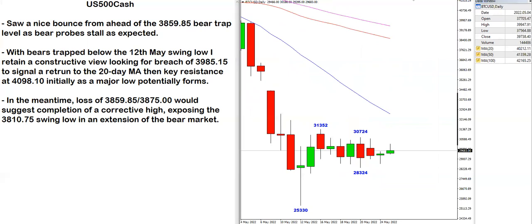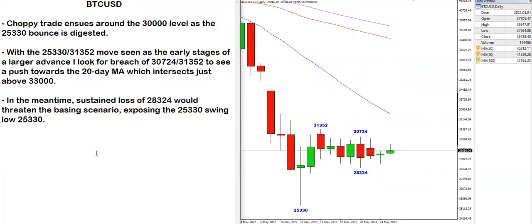Bitcoin, if nothing changes, nothing changes. Stuck in the middle with you. We are stuck in the middle of this trading range. We're just oscillating around the 30,000 level. Real indecision. For me, still bigger picture, it looks like a major low has formed here at 25,330.